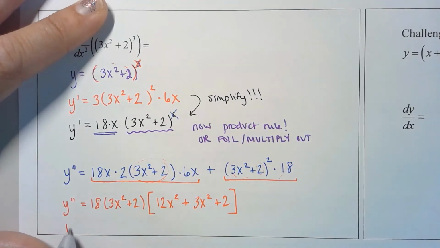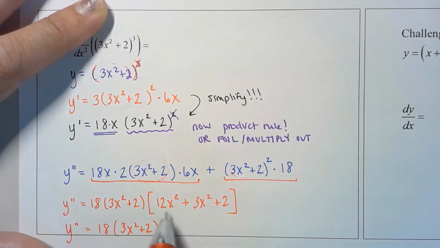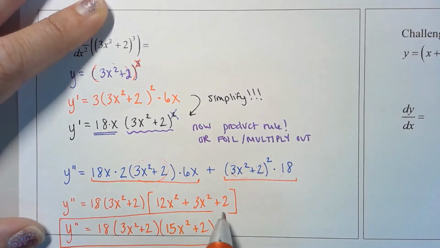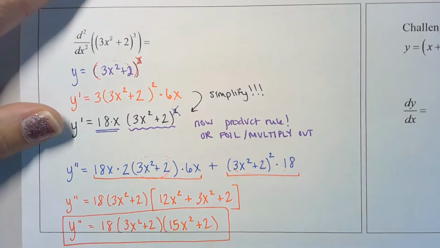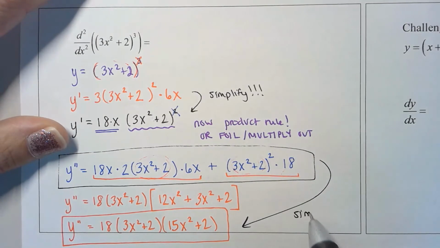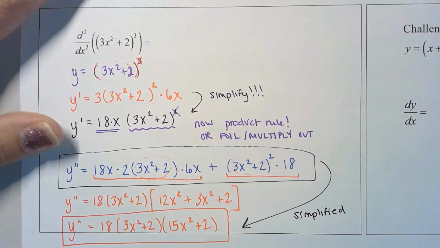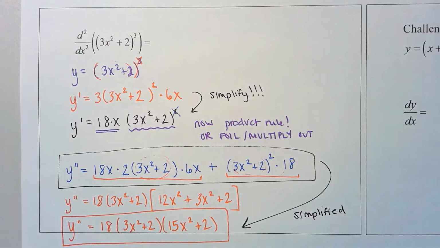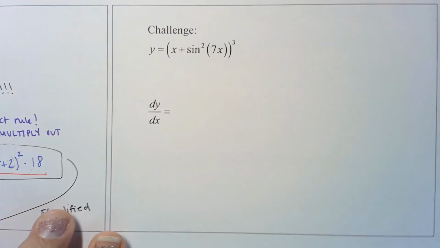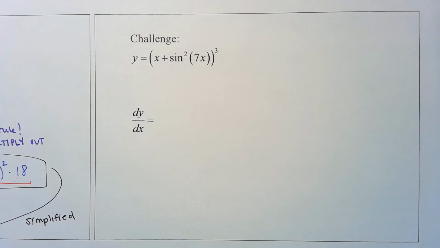So honestly, I kind of like that. I think that looks pretty nice. So I've got 18 times 3x squared plus 2 times 15x squared plus 2. Now, it can't get much nicer than that. But again, this could have been okay, right? This is just the simplified version without multiplying everything out, okay? All right. This is a challenge. If you would like to try the challenge, pause, do the challenge, that's up to you. I will come back to it at the end of the video. So if you'd like to pause and do it now, or if you'd just like to wait, but I will do this at the very end, okay?